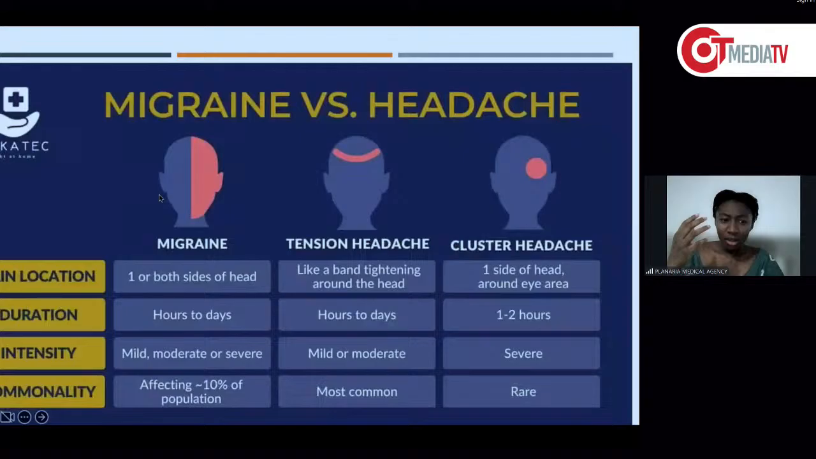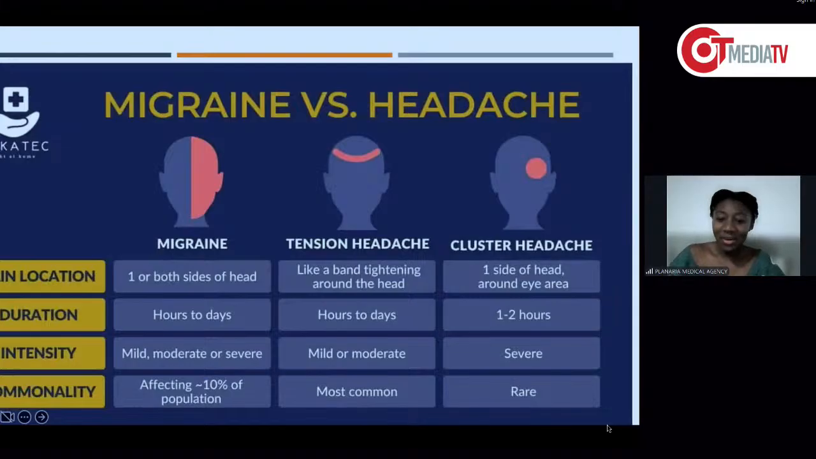And then this is just another slide that shows the difference between the three types of primary headaches. For pain location, migraine is one or both sides, and tension headache is like a band around your head. For duration, migraine is hours to days, and tension headache is also hours to days. So you can see where the two can sort of be interchanged with each other.